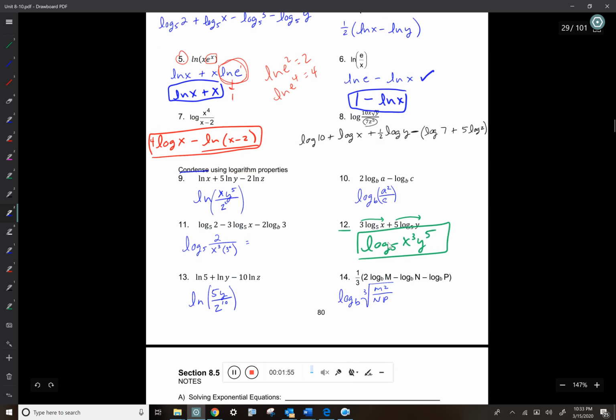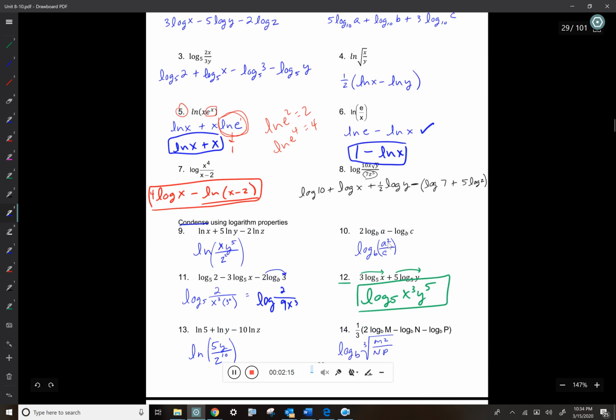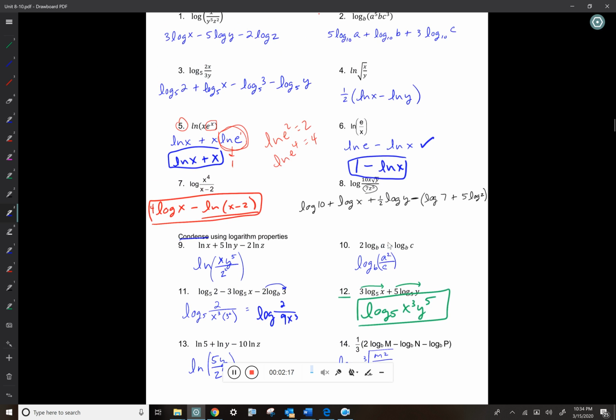The other thing is down on number 11. When you talk about the 2 moving up as the exponent on 3 squared, you could go ahead and change that 3 squared to 9. So if you want, you could just write that as log of 2 over 9x cubed. Same thing.